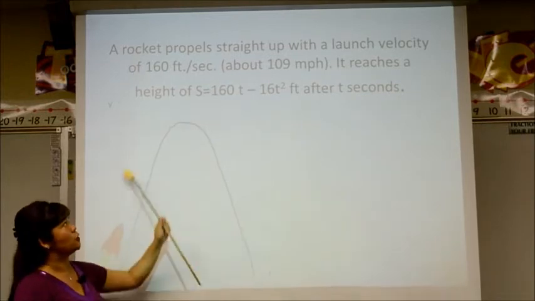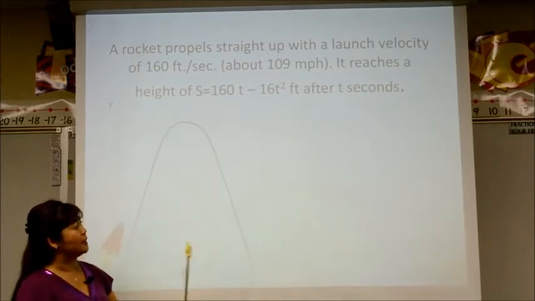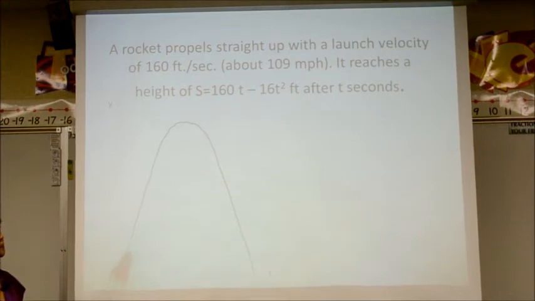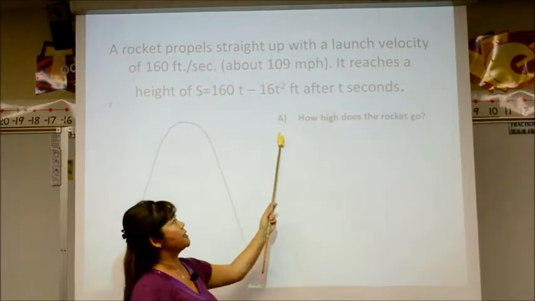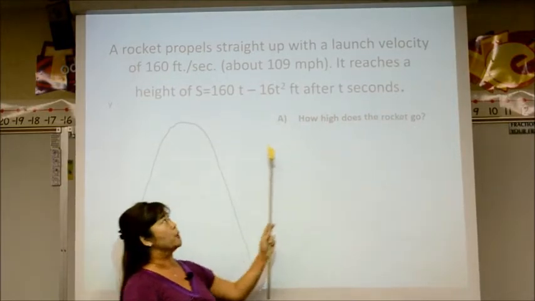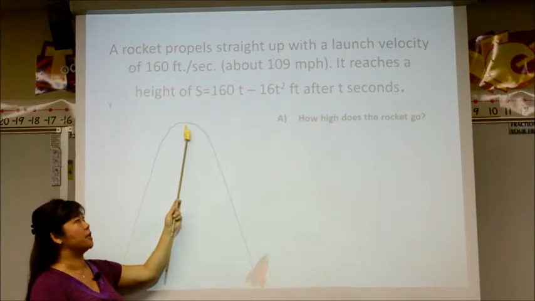So the rocket is going to do stuff with this upside down parabola. Let me let the rocket do its thing here. So it's moving up, and then it's going to come back down and land. So then let's go ahead and do part A. Part A says, how high does the rocket go? So we want to find the maximum height of this rocket.